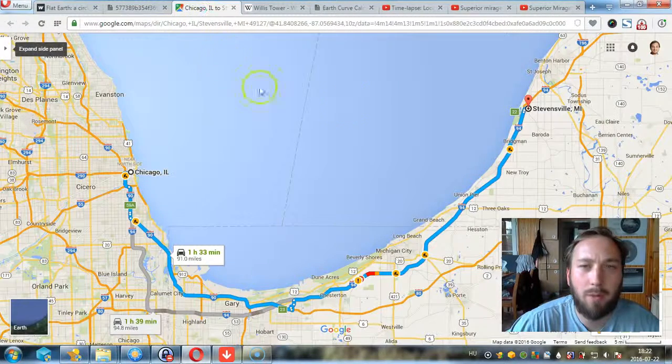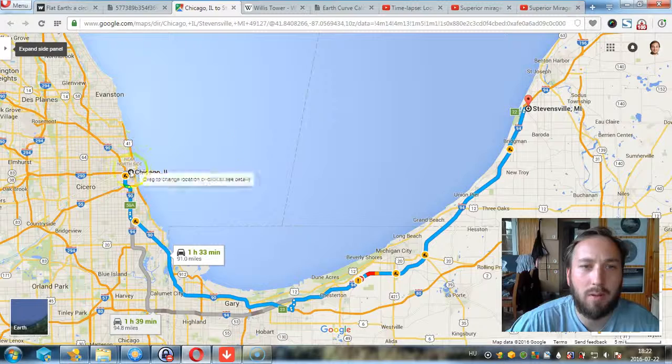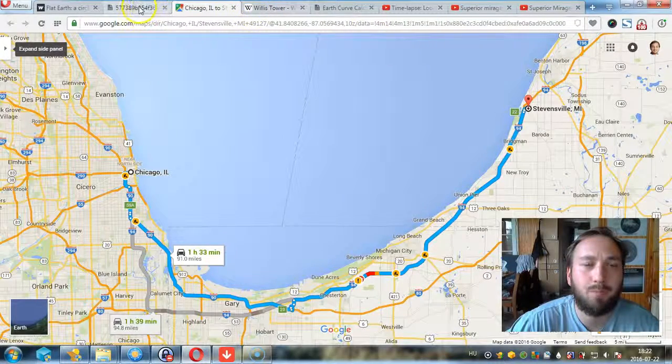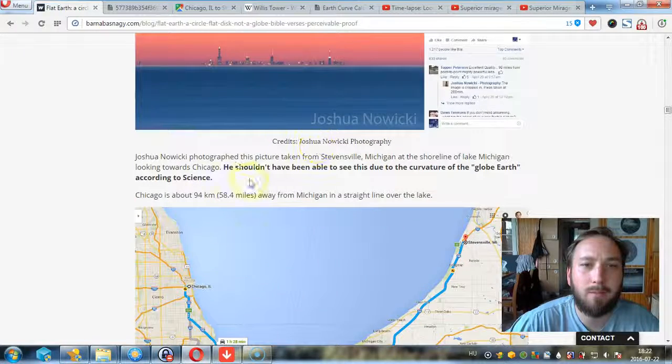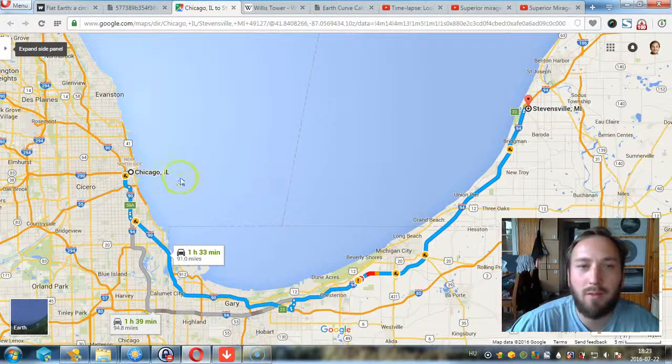And so let's open up the map, the traditional map. This is Stevensville, where Joshua Nowitzki was taking the picture from, and this is Chicago. If you look at this liner, you can measure the air miles between the two. And so I measured it, and it's about 94 kilometers or 58.4 miles. You can check it out yourself, measure it yourself, and see for yourself. It's about that.